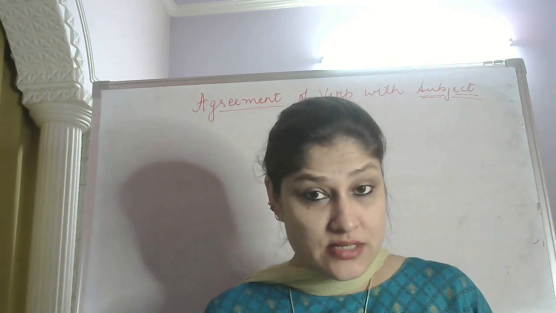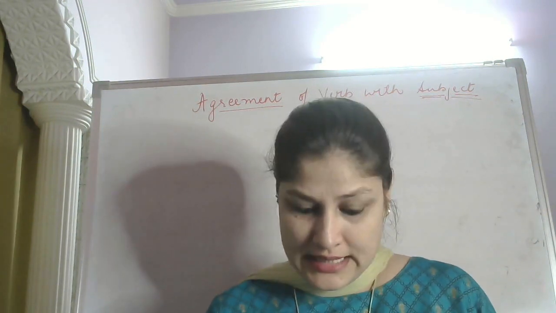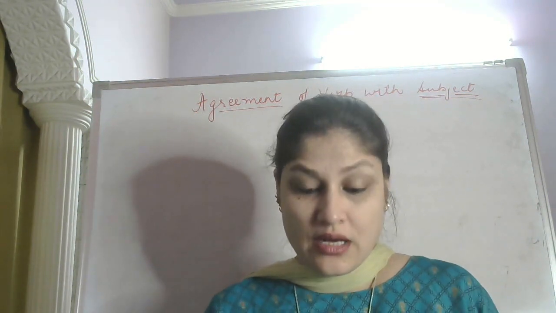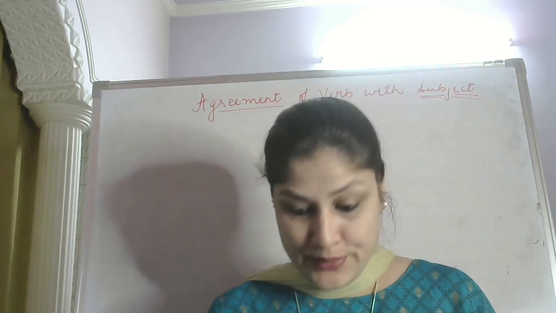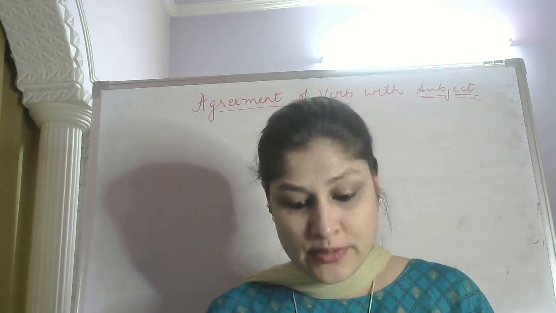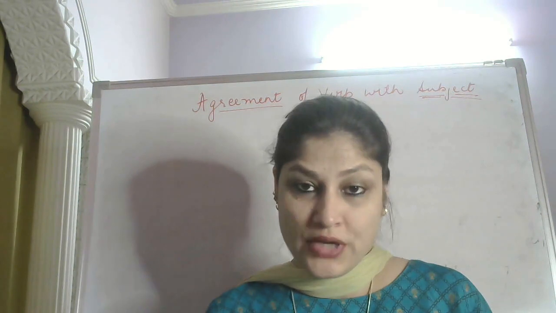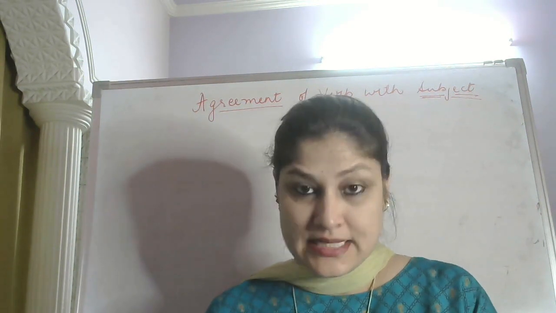Now there are certain rules to it. We'll take one rule at a time and I'll discuss it with you. First, I want you to look at the definition. A verb must agree with its subject in number and person. A singular subject requires a singular verb, while a plural subject requires a plural form of the verb. I hope you already know that. So let's take the first rule.